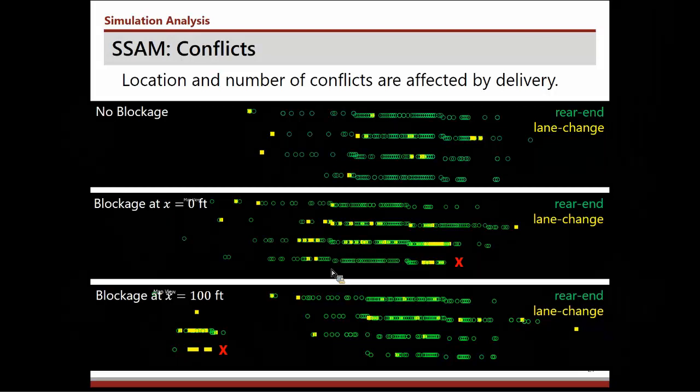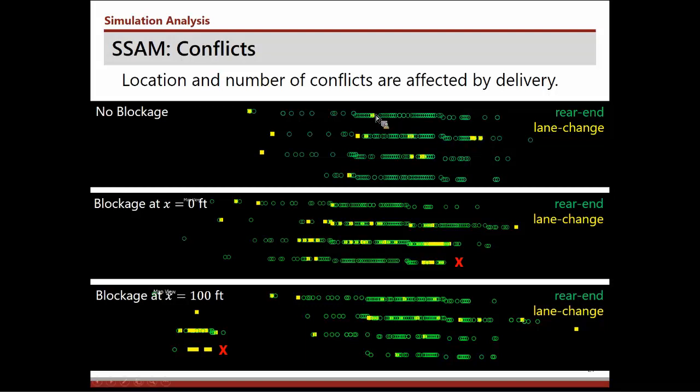So we ran the simulations for each of the stop freight delivery locations many times, but this is one realization from one simulation run. When there was no blockage, in this top diagram here, there are a large number of these green circles. Those are rear end conflicts, and that's very common at a signalized intersection because when the signal turns red, vehicles come to a stop, and any vehicle that's coming to a stop behind another vehicle runs the risk of a rear end collision. There's a conflict that requires the second driver to brake.